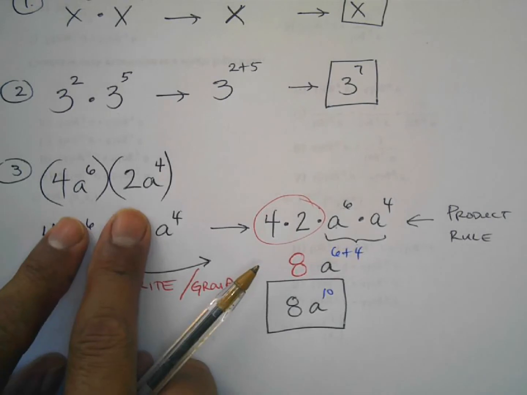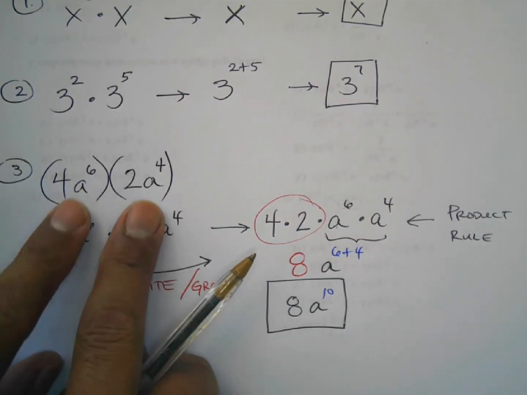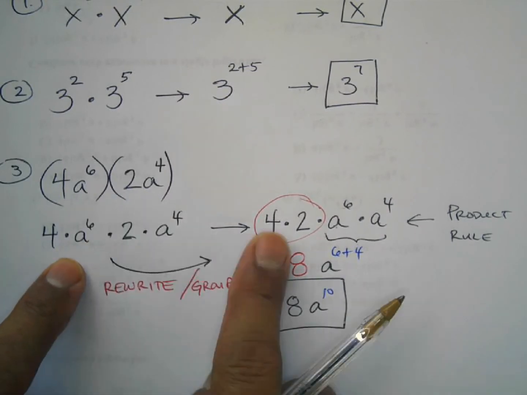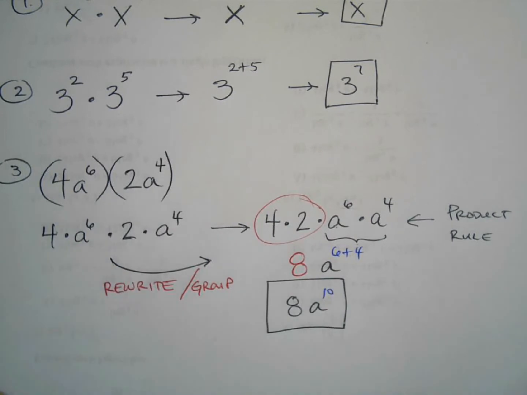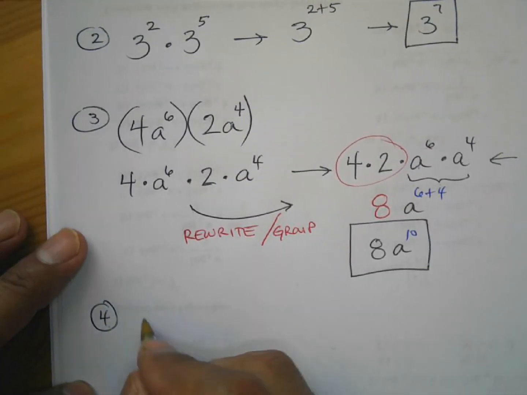Okay, so when you have problems like this, where there's numbers and whole numbers and variables, you want to rewrite this and group all the numbers and put those in front and then all the variables later. Let's do another one very similar to that, number 4.